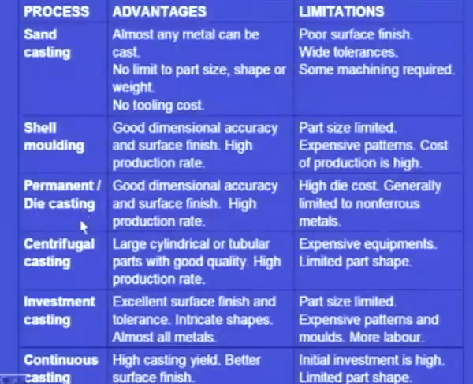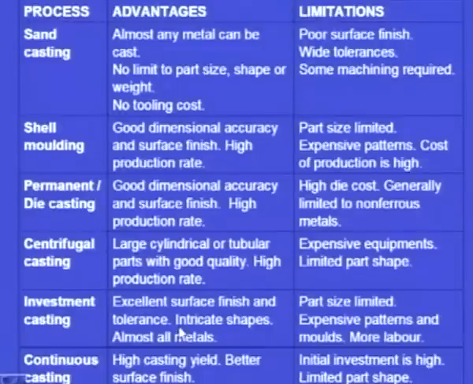Permanent molding or die casting gives good dimensional accuracy and a very high production rate. These are its advantages. Its limitations are high die cost, and it is generally limited to non-ferrous metals. Next, centrifugal casting: large cylindrical or tubular parts of good quality can be made, with a high production rate and high casting yield. These are its advantages, and its limitations are expensive equipment and limited part shapes.